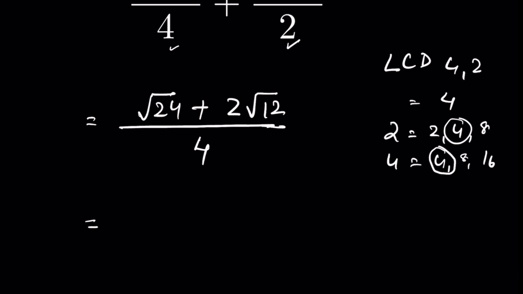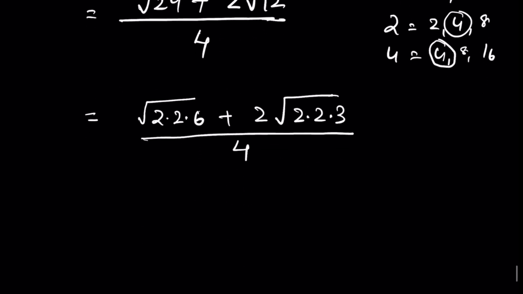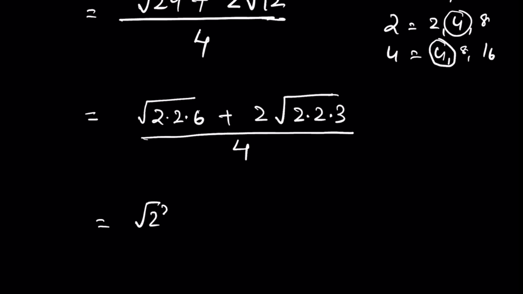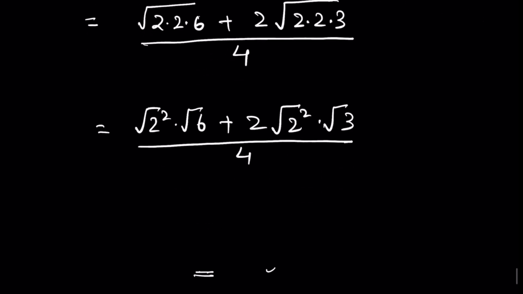Square root of 24 will be 2 times 2 times 6, plus 2 times square root of 12 will be 2 times 2 times 3 under square root, upon 4. So this is square root of 2 square times square root of 6 plus 2 times square root of 2 square times square root of 3 upon 4. Now remove the square root with the square.